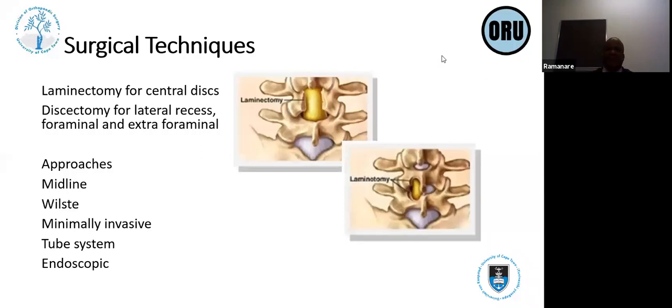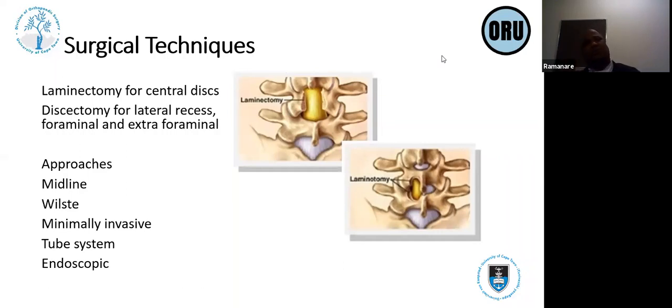If I've got an extraforaminal disc, I can do a Wiltse type of approach. This is where you're working in between. It's an intermuscular plane. It's lateral to the spinous processes. And if you get your planes right, you literally don't have to do any cutting. You open an intermuscular plane, and then you go down to the lateral side. Normally you land around the facets and the transverse processes, and then you can identify where your disc is, or where your landmarks are, and where you need to be.